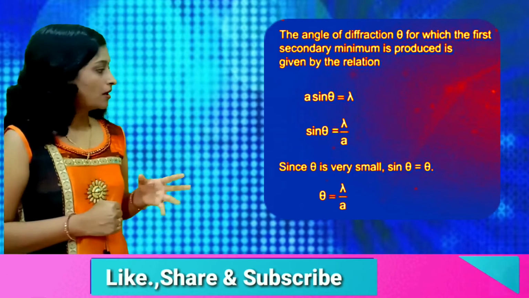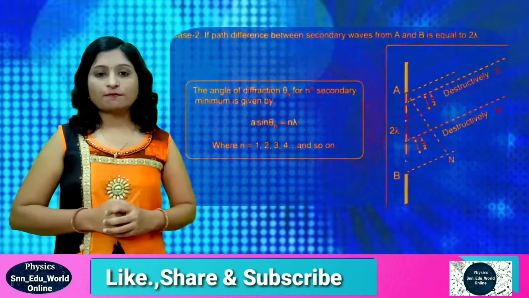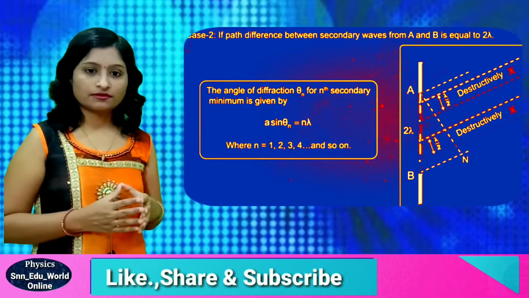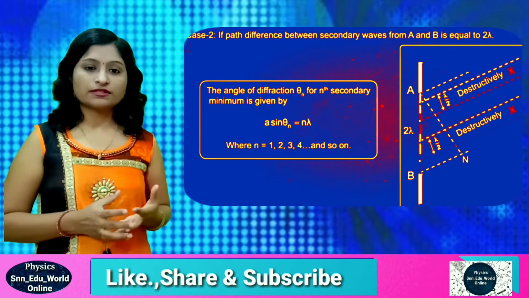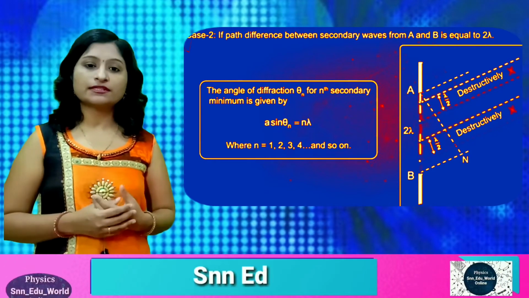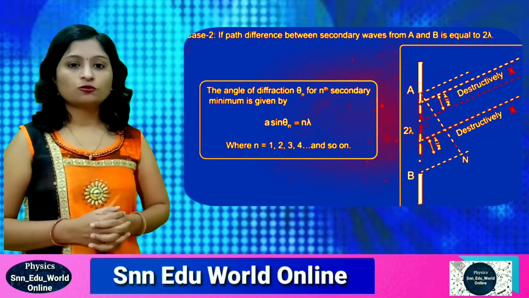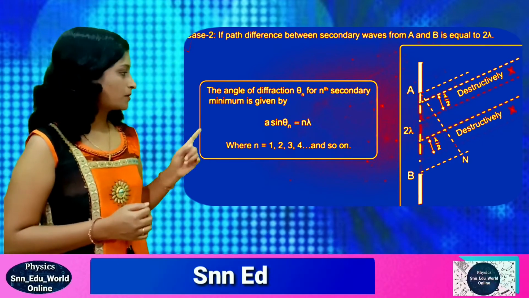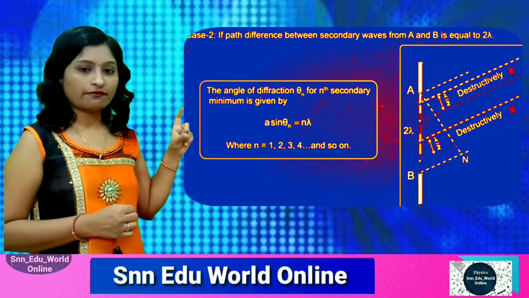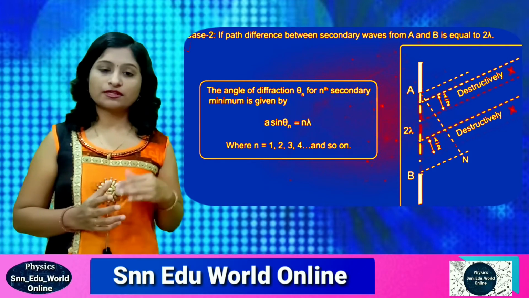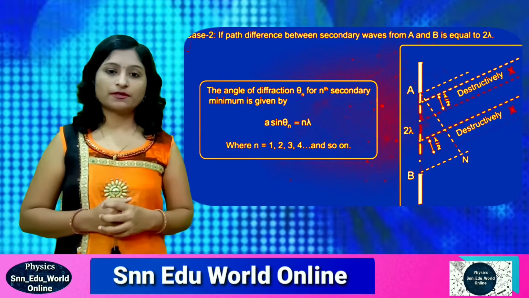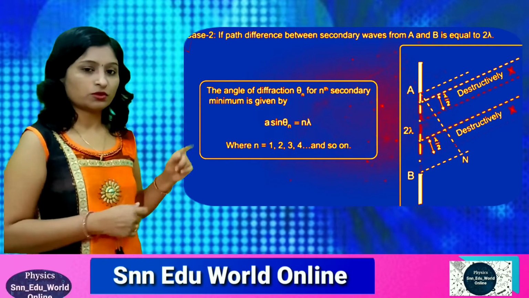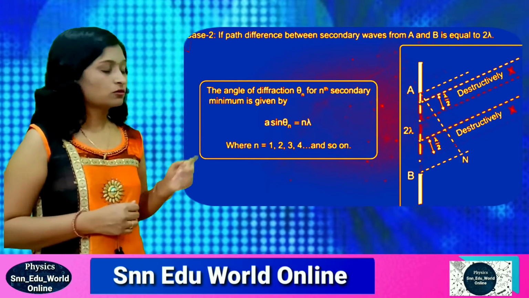Okay, now suppose the second case, if that path difference equals 2 lambda. Now we have considered that it is lambda. Now if we consider that it is 2 lambda, for that, observe this diagram. Here we have divided that slit width into imaginary 4 different slits, each of difference lambda by 2, lambda by 2, lambda by 2. So the total we get as 2 lambda.